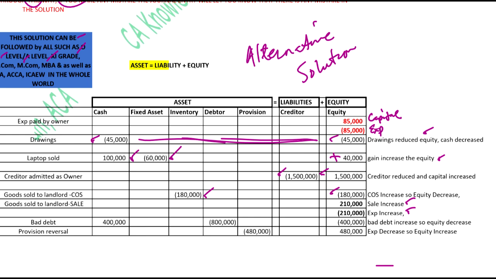Last adjustment. A debtor who was declared bankrupt has paid 400,000, 50% of the balance due, in full and final settlement. Bad debt. Cash came in with 400,000, cash increases, debtor decreases. Over here, due to bad debt increase, equity decreased. Once again you are not able to check whether your answer is right or wrong. Provision reversal. Expenses decreased, so equity increased and provision decreased.